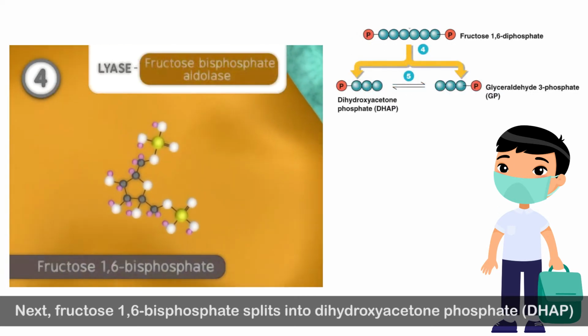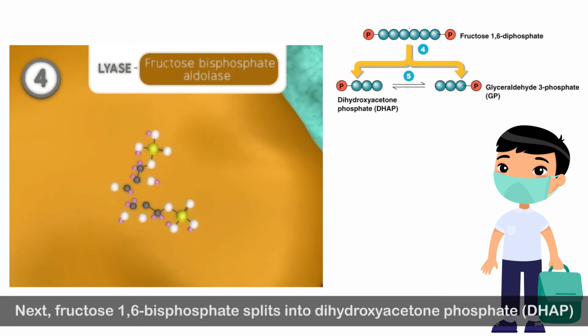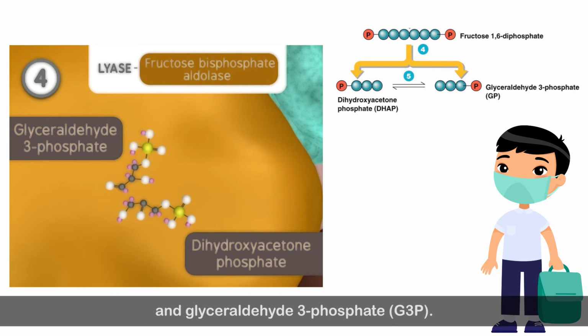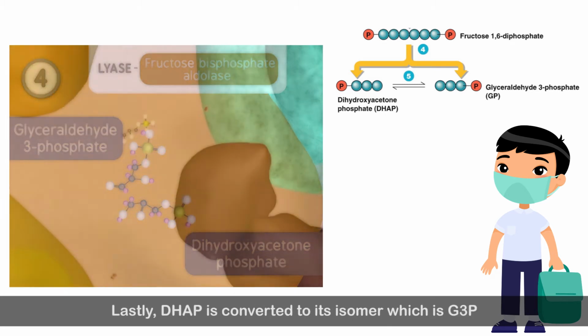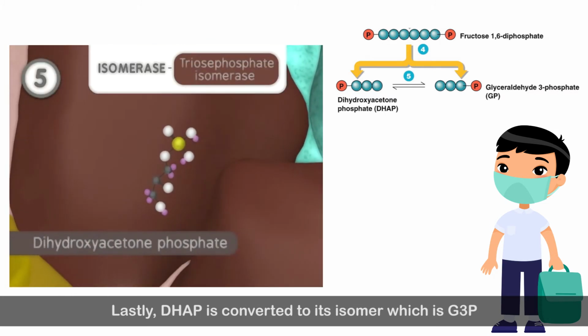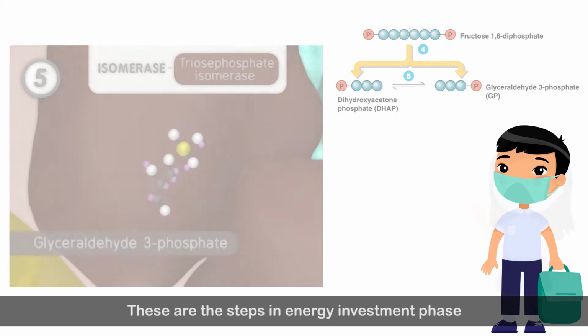Next, fructose 1,6-biphosphate splits into dihydroxyacetone phosphate or DHAP and glyceraldehyde 3-phosphate or G3P. Lastly, DHAP is converted into G3P. These are the steps in the energy investment phase.